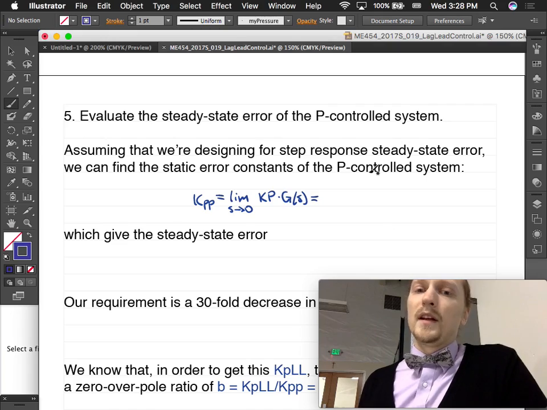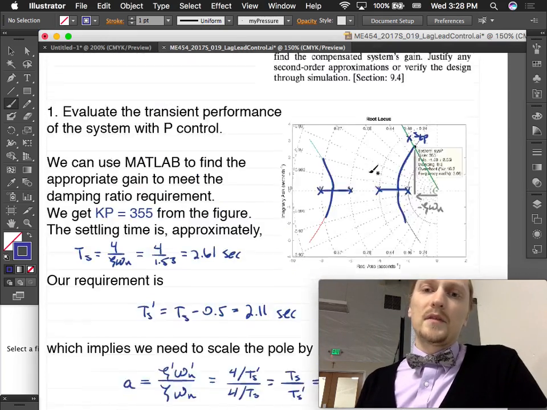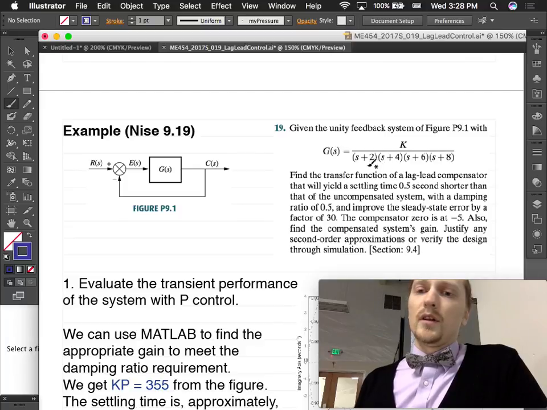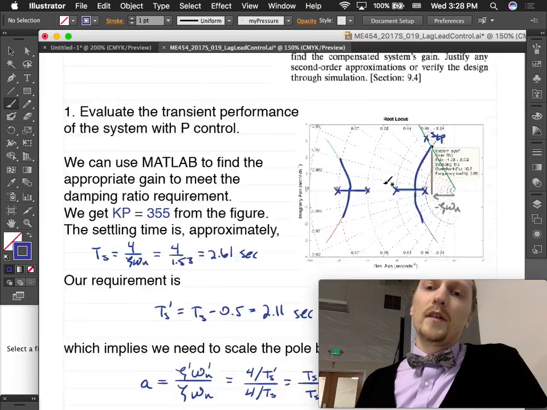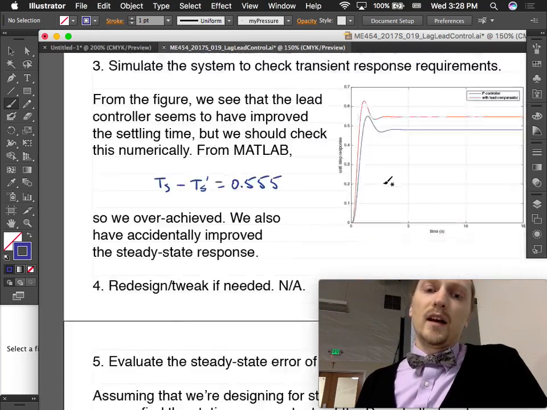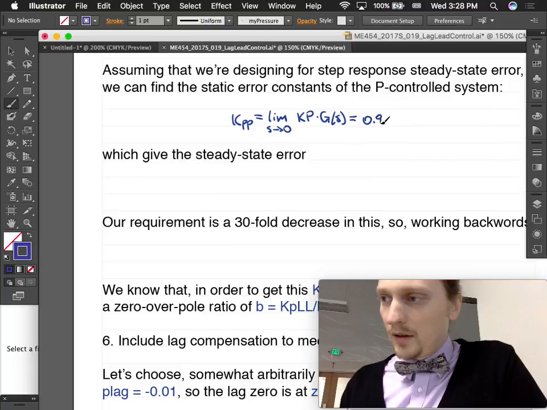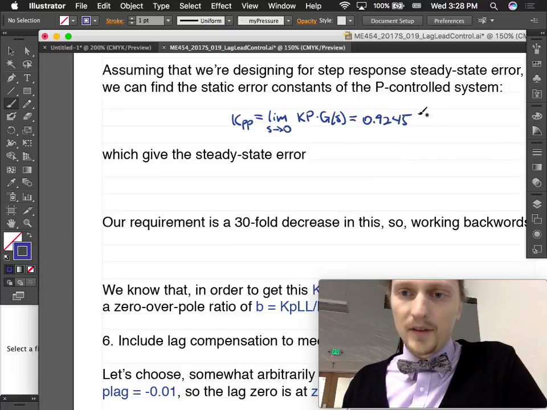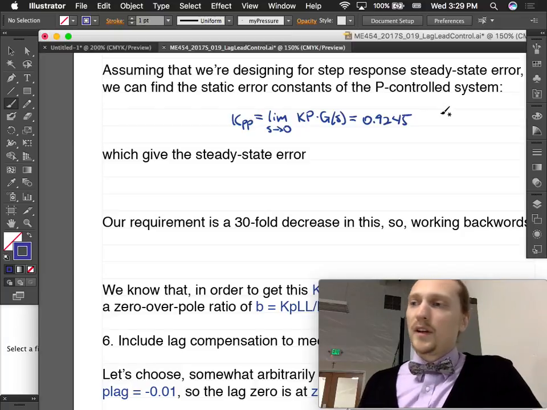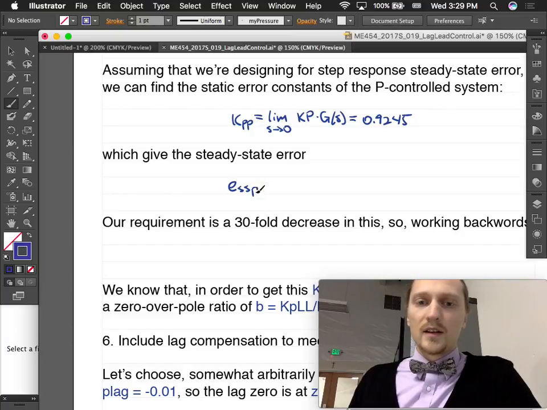So if we do this, look at our G of s, what happens if you plug in s equals 0 in there? It's just the denominator becomes 2 times 4 times 6 times 8. And don't forget to put your gain in. And we come out with 0.9245. That's our static error constant, which gives us a steady state error. You can plug it into the formula. Steady state error of the proportional system is 1 over 1 plus Kp.